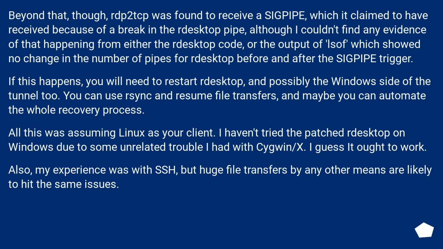Beyond that, though, rdp2tcp was found to receive a SIGPIPE, which it claimed to have received because of a break in the rdesktop pipe, although I couldn't find any evidence of that happening from either the rdesktop code or the output of lsof, which showed no change in the number of pipes for rdesktop before and after the SIGPIPE trigger. If this happens, you will need to restart rdesktop and possibly the Windows side of the tunnel too.